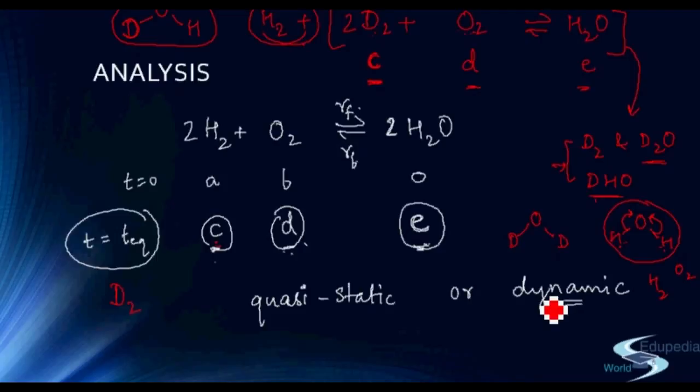Later on, towards the end of the chapter, we'll also make changes in our system once the equilibrium is achieved, and because the reactions are still going on in both forward and backward directions, we'll try and analyze the result of those changes on our system.